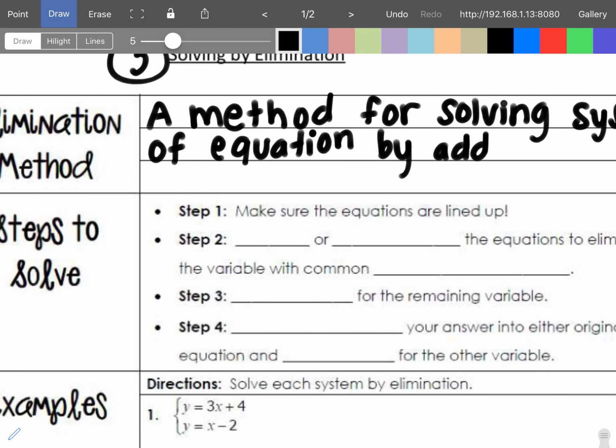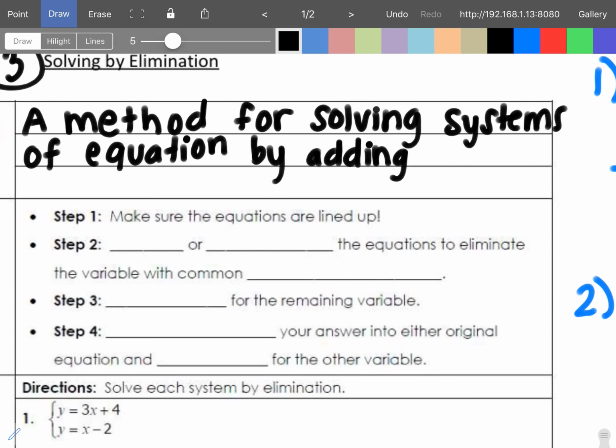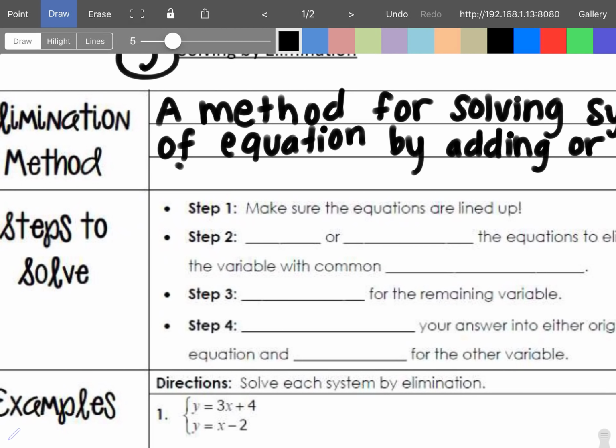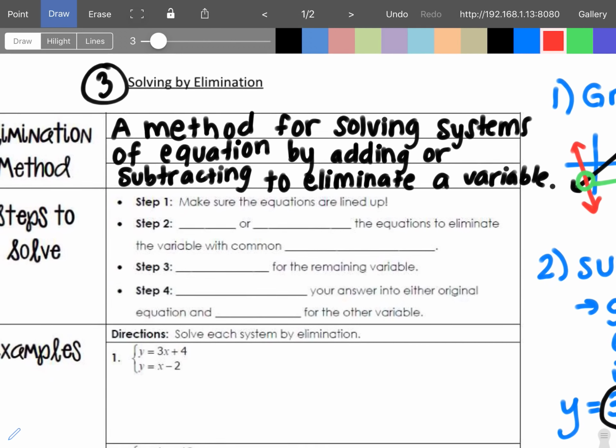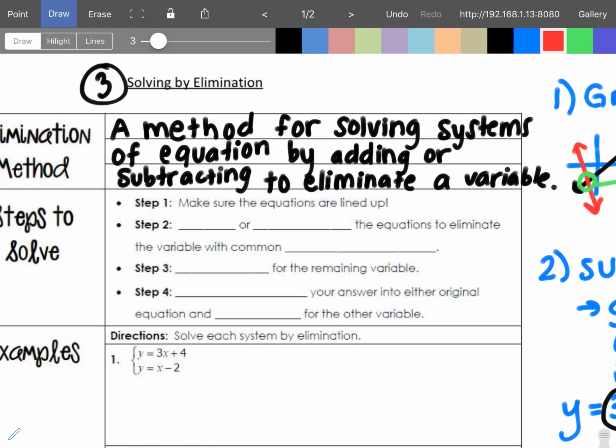By adding or subtracting to eliminate a variable. So eliminate means get rid of. Okay, so elimination method, a method for solving systems of equations, is it supposed to be an S there? By adding or subtracting to eliminate a variable.